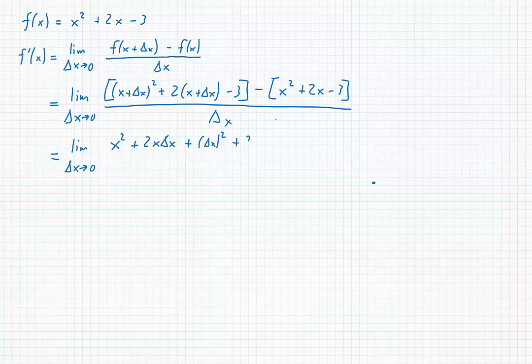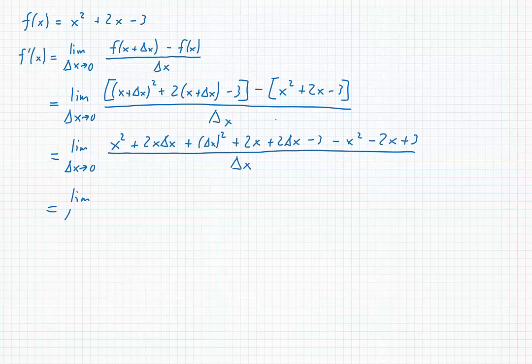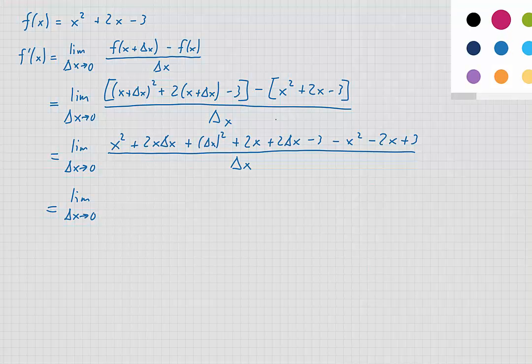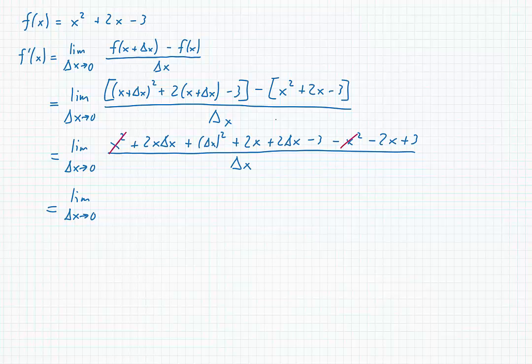From there, we're going to have 2x plus 2 delta x minus 3. And then when we subtract on the other side, we're going to get a minus x squared, a minus 2x, and a plus 3. Makes for a very long and complicated numerator here. But as we'll quickly see, it does clean up at least a little bit. So we're going to have the limit as delta x approaches 0. We have an x squared and a negative x squared. We have a 2x and a negative 2x. We have a negative 3 and a positive 3. So we can eliminate all those terms.